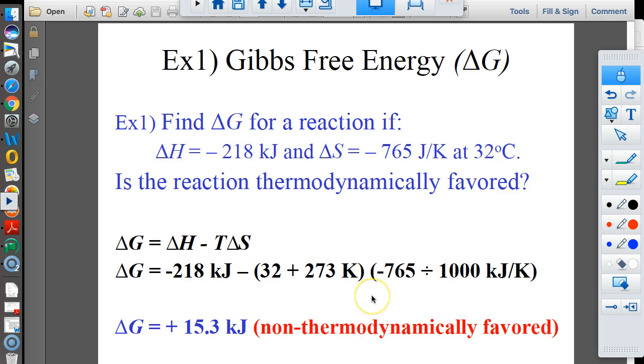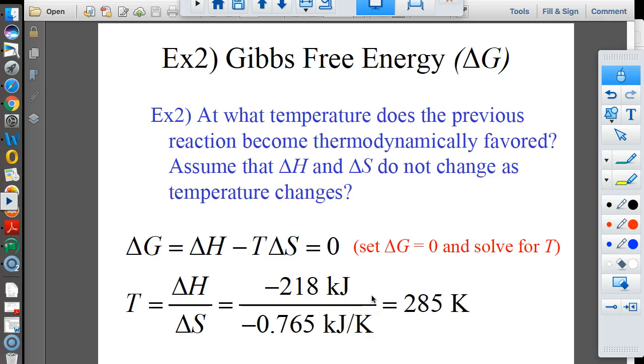All right, so not thermodynamically favored at that temperature. At what temperature does the previous reaction become thermodynamically favored? They do this a lot. What you have to do is set Gibbs free energy to zero and solve, and you'll get the temperature at equilibrium.